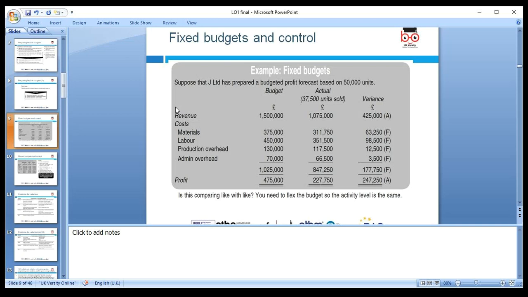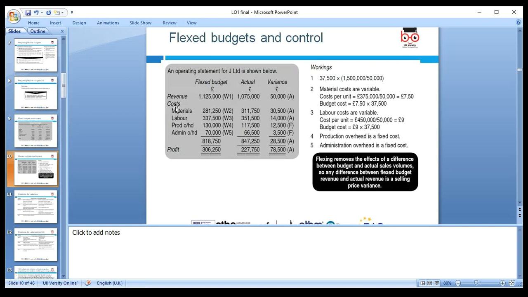So we should get 1,125,000. Sorry, yes, 1,125,000. So 1,500,000 divided by 50,000: our per unit cost was 30, times 37,500. So we get 1,125,000. That's given here on the next slide. So our flex budget should be 1,125,000. So actually, how much is it for 37,500 units?